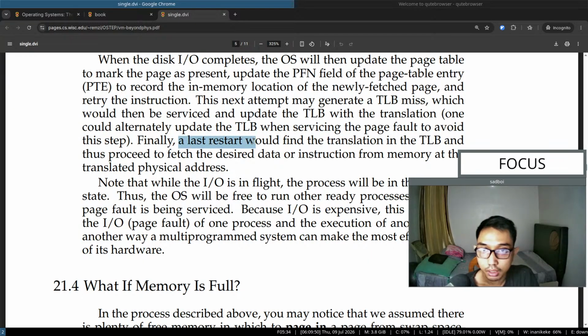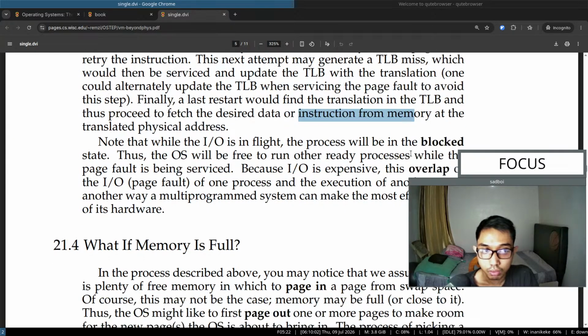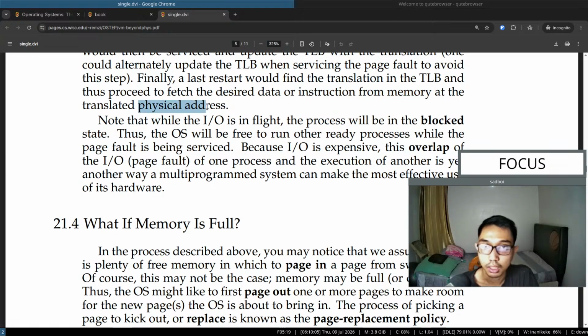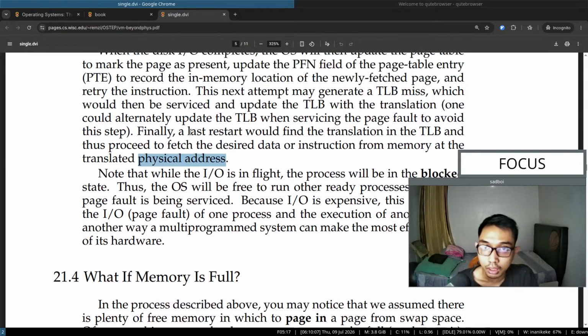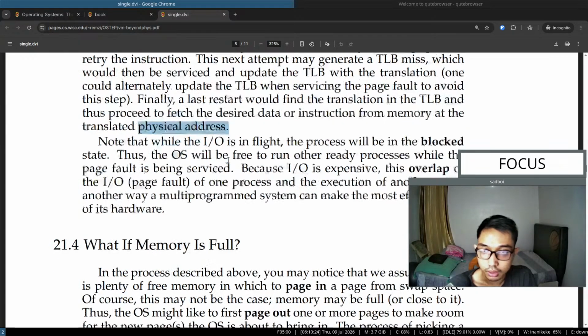Okay, finally, a last restart would find the translation in the TLB and thus proceed to fetch the desired data or instruction from memory at the translated physical address.